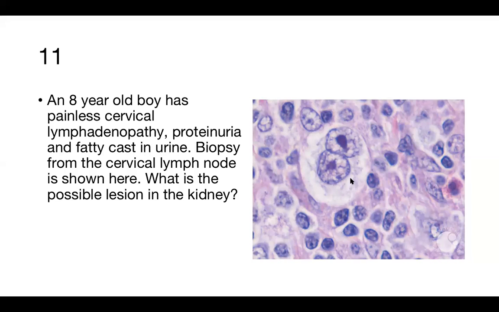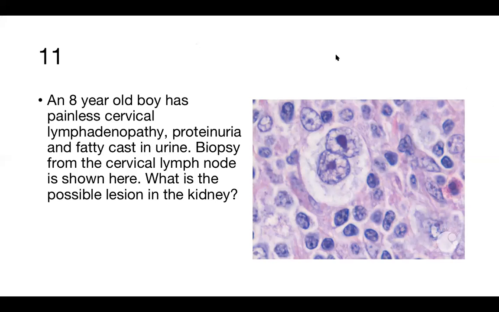Hodgkin's lymphoma can lead to nephrotic syndrome, and that clue is given by proteinuria and fatty casts in the urine. So this is nephrotic syndrome caused by Hodgkin's lymphoma. Now, a little bit of knowledge about Hodgkin's lymphoma. It is of 4 types histologically. Nodular sclerosis is the most common one, followed by mixed cellularity, then lymphocyte predominant and lymphocyte depletion. So the nodular sclerosing variety is the most common one.